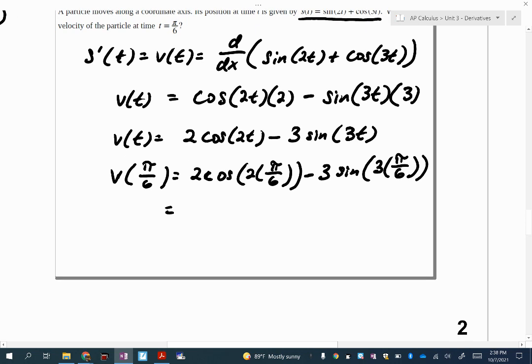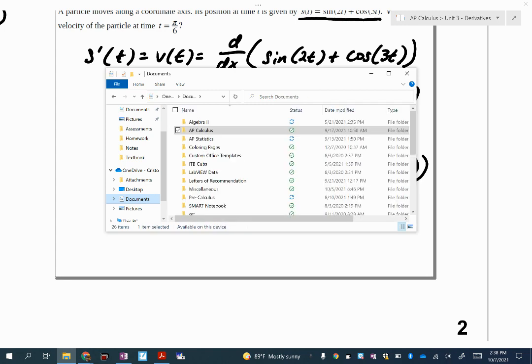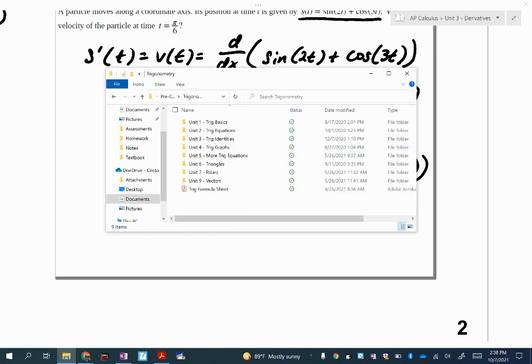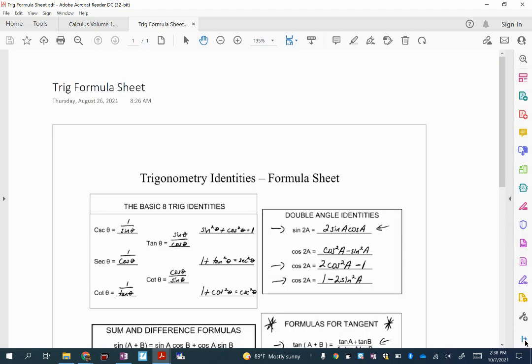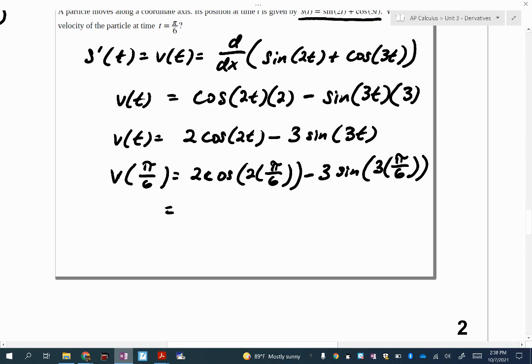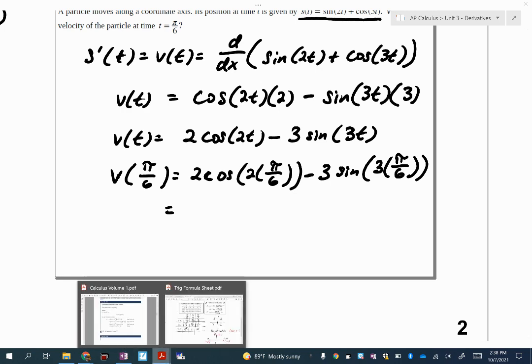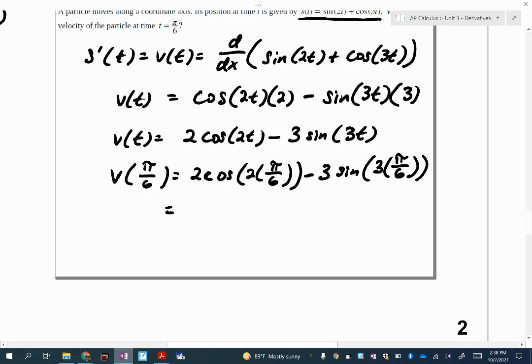Okay, so again, it's going to be using a little bit of our trig formula sheet, which I should open up since we're going to use it. So I'm going to go to the pre-calculus trig. There's our formula sheet. Okay, so we have the cosine of 2 pi over 6. Now, 2 pi over 6 is the same as pi over 3. The cosine of pi over 3, right here, is 1/2. So I'm going to evaluate that to be 1/2.